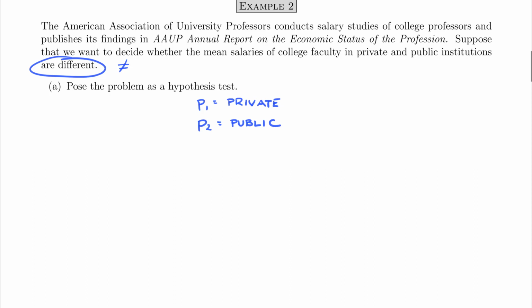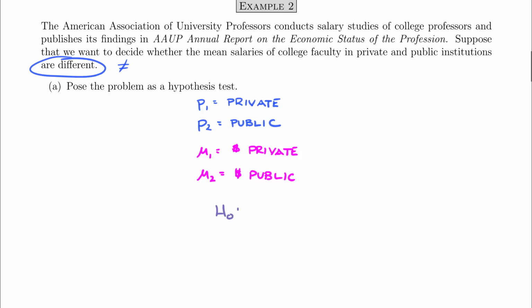And what we're comparing, our attribute here, is the mean average salary. So mu sub 1 is the mean salary for private institution professors, and mu sub 2 is the mean salary for public institution professors. So our hypothesis test is, at this point, easy to establish.